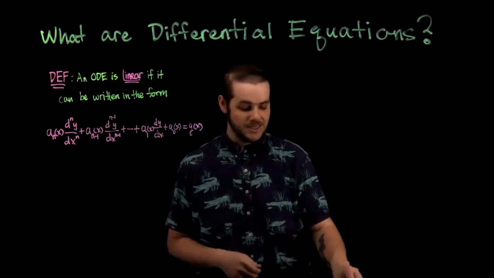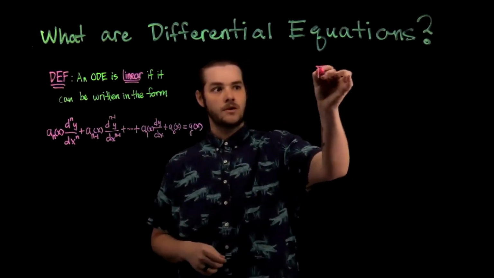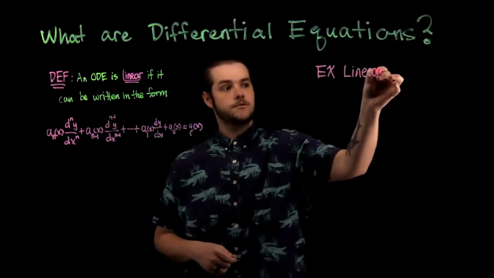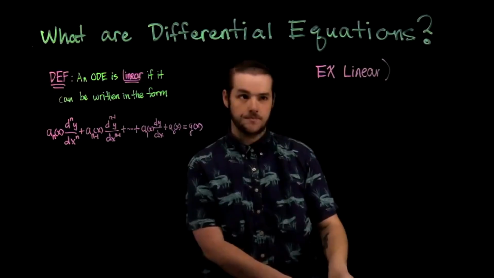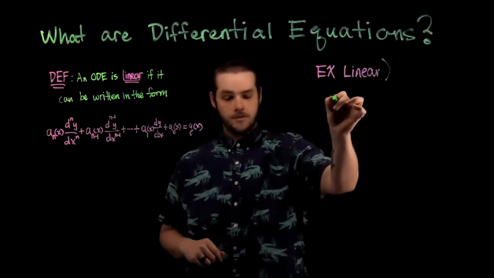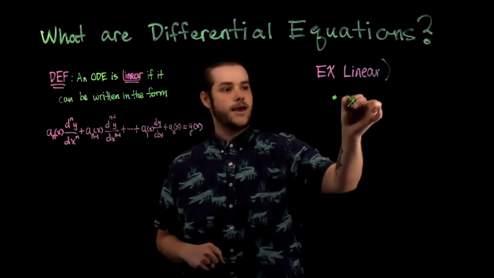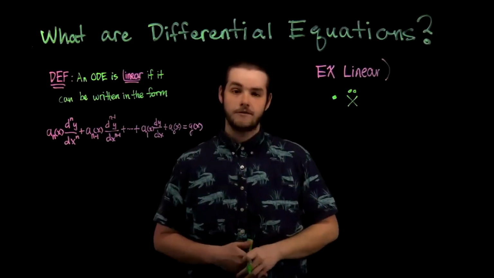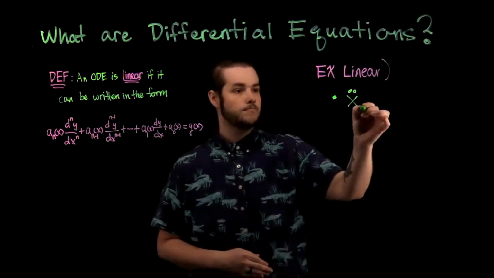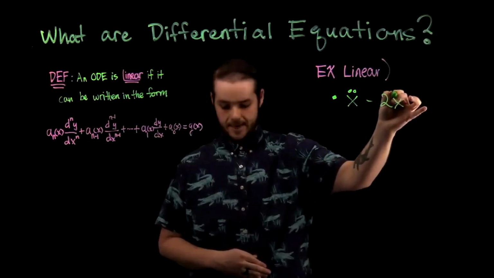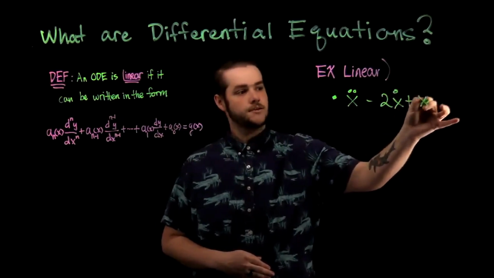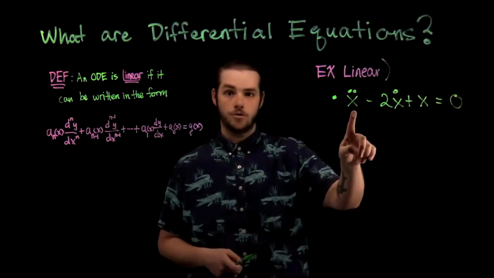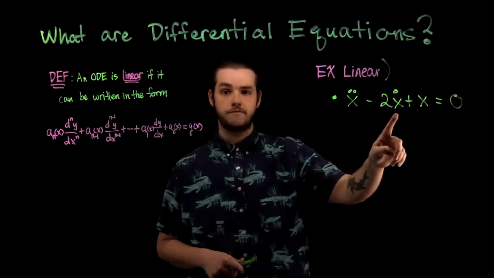Let's take a look at some examples of linear differential equations. The equation x double dot, if you recall, those are another notation for ordinary derivatives, minus 2x dot plus x equals 0 is linear. Do you notice I have an order 2 derivative, an order 1 derivative, and an order 0 derivative?